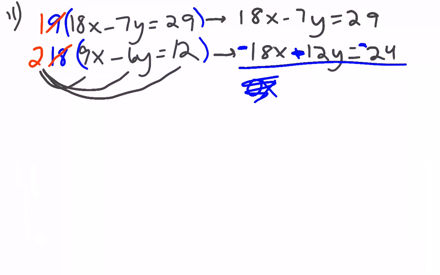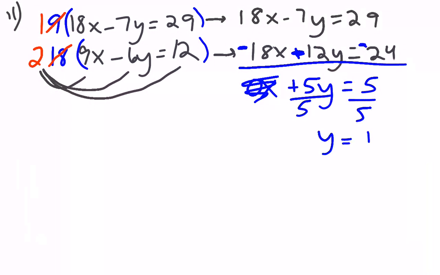Yay. -7y plus 12y is 5y. And 29 minus 24 is 5. And last step is to divide by 5. Notice every single time we're doing elimination, one of your variables, in this case x, goes away. If it doesn't go away, you did it wrong.